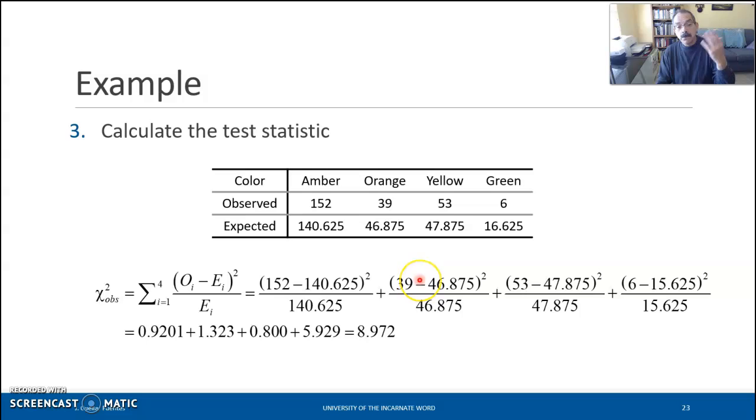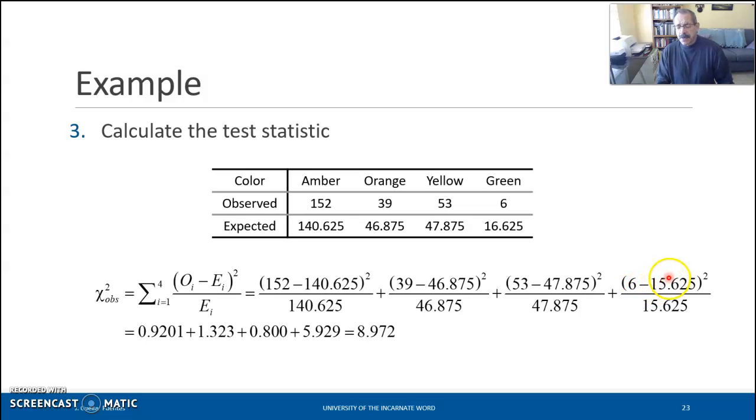Then you find the observed value for the second category, and then subtract the expected value for the second category, square it, and divide it by the expected value. Then you go with the next category. You find the observed value of that category 3, 53, minus the expected value of that category, 47.875. You square that and divide by the expected value, and you do the same thing for the last category.